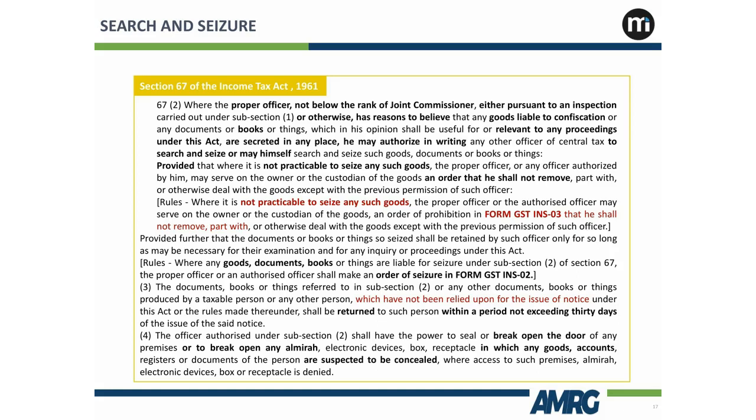उसके बाद of course there are provisions where it is not practicable to seize such goods, तो आप seize नहीं करोगे, आप एक INS 03 दे दोगे, thereby the taxpayer will not be able to remove those goods. गुड्स का भी हो सकता है, डॉक्यूमेंट्स का भी हो सकता है, सीज़र बुक्स का भी हो सकता है. अगर कुछ ऐसे डॉक्यूमेंट्स हैं, कुछ ऐसे बुक्स हैं, कुछ ऐसे गुड्स हैं on which you have not relied upon, then those things should be returned within the period of 30 days. In case you have relied upon those documents, those books, then these can be retained.